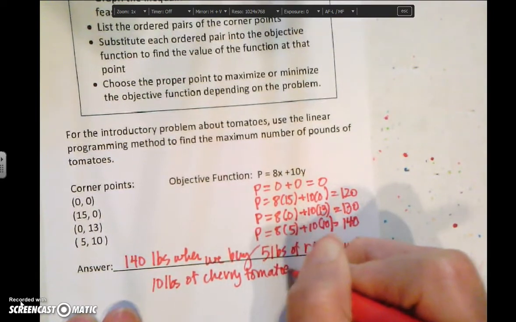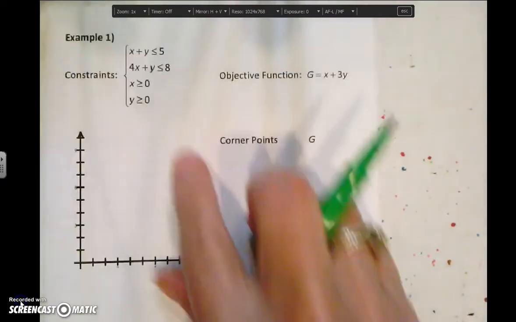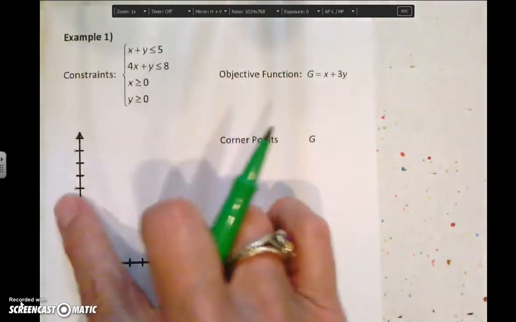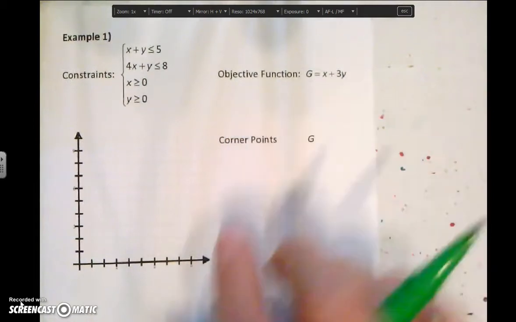And that's how you would write the answer on that. So that goes from that last one. So example 1, we're giving our constraints. So you can see we have our inequalities here, which we need to first graph. We're also given our objective function as well.